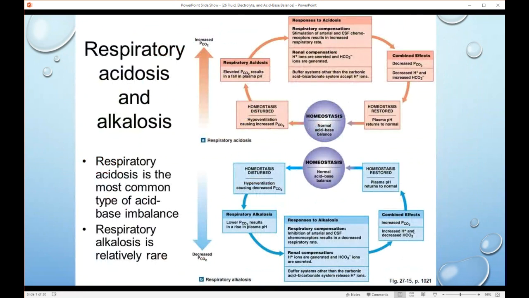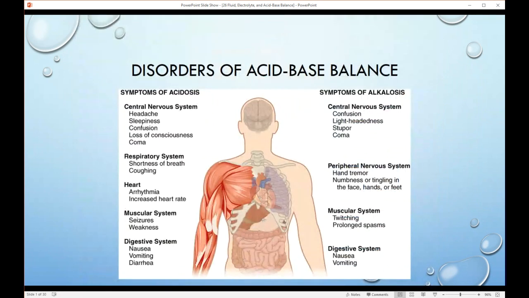This is just respiratory acidosis and alkalosis in another graphical organizer for you. Respiratory alkalosis is relatively rare, but respiratory acidosis is not. We see it pretty commonly in patients. We see it in burn victims pretty often, smokers, and people who have pneumonia can even have this occur.